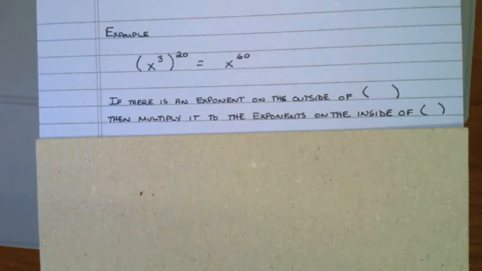So, the shortcut on this is this. If there's an exponent on the outside of the parentheses, this is the only situation where you can multiply it to the exponents on the inside of the parentheses. Another thing that you need to remember, this only works with monomials as well. So let me say this again. When you've got a monomial inside the parentheses, you can take the exponent on the outside of the parentheses and multiply it to the exponents on the inside of the parentheses. And remember, this only works with monomials.